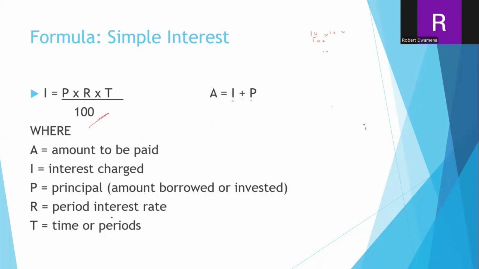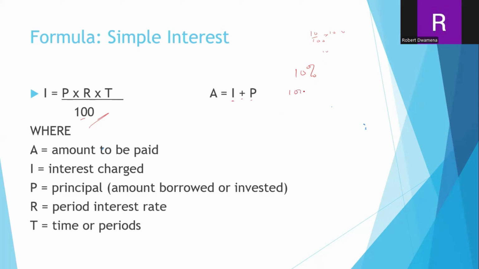The R is the interest rate, and the T is the time or period that you are going to use to pay the amount you borrowed, or the time you are going to use to invest. So this 100 that you are seeing here is for the rate. Normally they give you the rate as 10%. So if it is 10%, this 100 is the percentage.